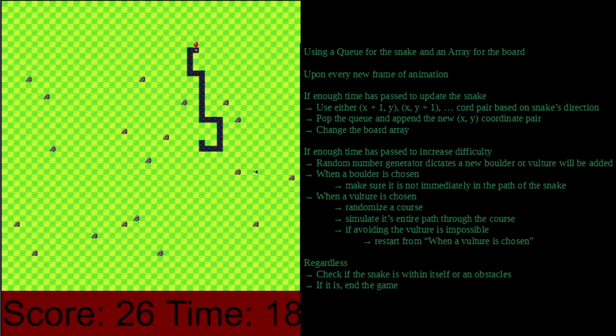And the boulders will spawn wherever your snake is not at, and also the vultures will have their path tested to see if it's possible to avoid them.